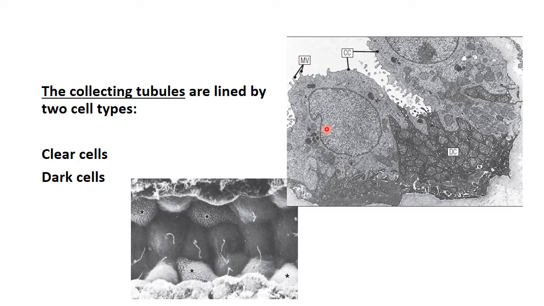And as we said, the clear cells' function is the reabsorption of water from the lumen of the collecting duct. However, the function of the dark cell is to secrete bicarbonate or hydrogen ions into the lumen depending on the need of the body.